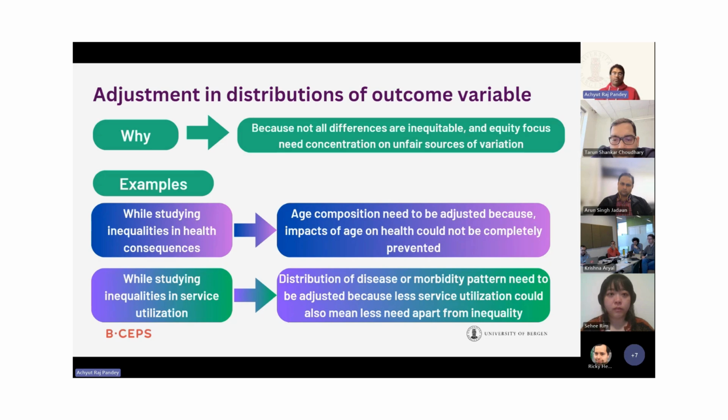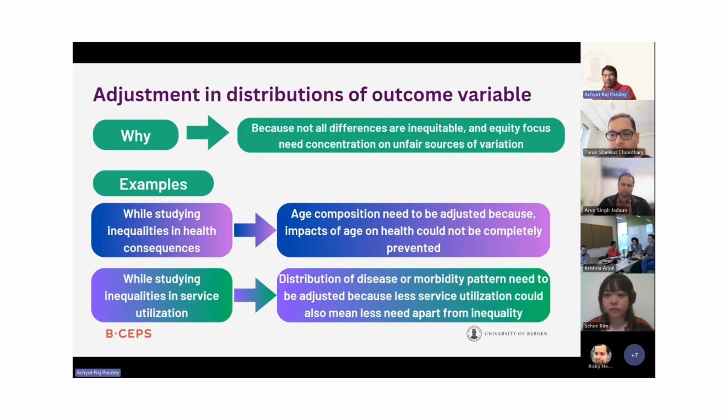For example, while studying inequalities and consequences in health, we may have to adjust for the age composition of the population. We can't expect a 90-year-old person to perform as well as a 15-year-old adolescent. This is largely based on human biology, over which we have no control. So we have to adjust for the age distribution of the population when we compare the consequences on health. While studying the inequality in service utilization, we may also choose to adjust for the underlying disease pattern in the society or the subgroups.